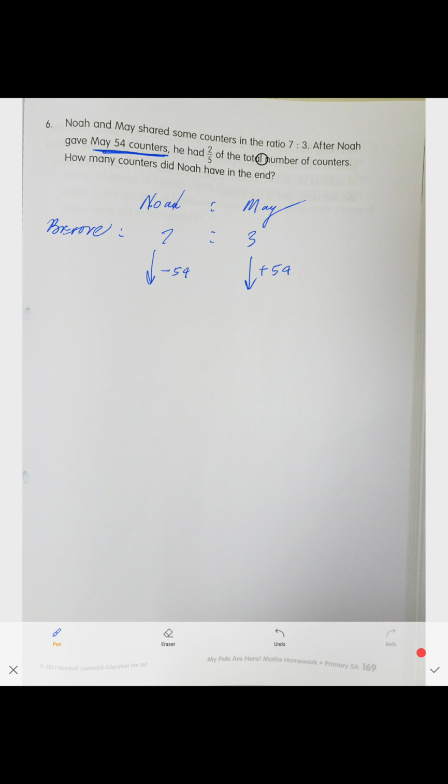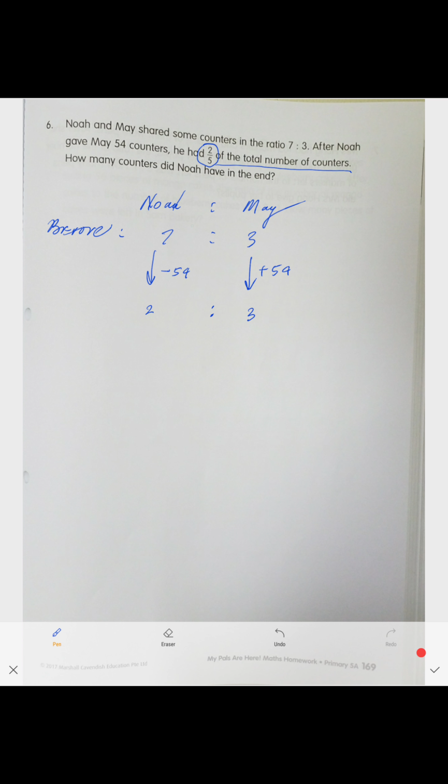And then he had 2/5 of the total number of counters. Well, if this is 2/5, this is 3/5. So our ratio is 2:3. This is what our ratio became.